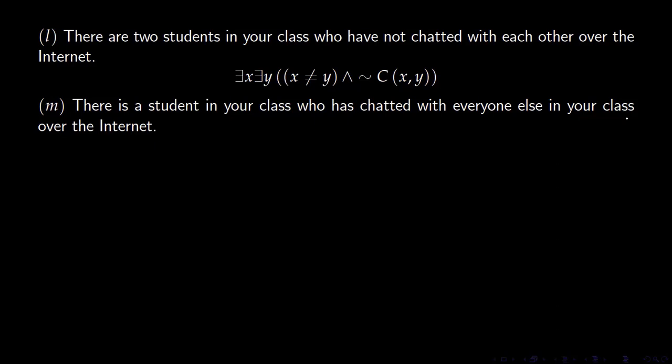Then, there is a student in your class who has chatted with everyone else in your class over the internet. This can be written like this: there exists x, for all y such that x is not equal to y, x has chatted with y. Because the term everyone else has been used here, this forces us to include x not equal to y.